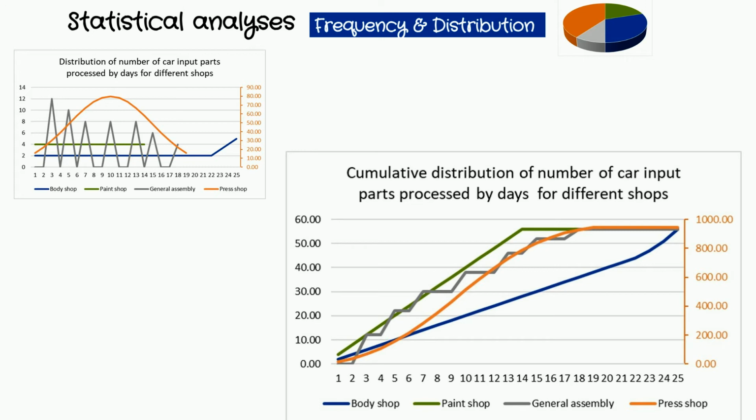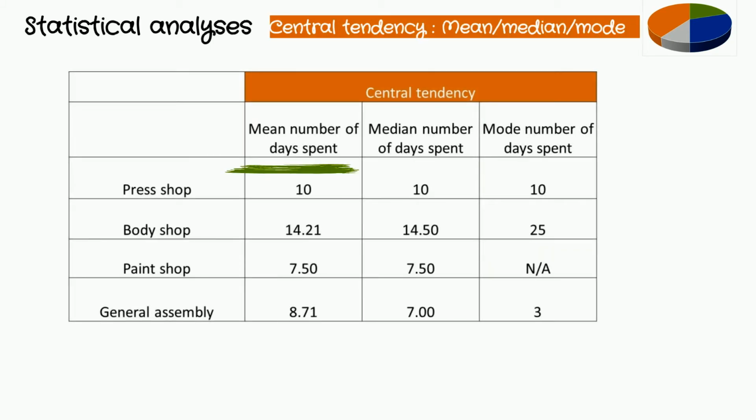We can also create cumulative distribution that sums all the previous occurrences to a particular point. Example, about 35 car bodies out of 56 spent 18 or less days in the body shop. The second type of statistical analysis is measuring central tendencies. Mean is the total of numbers divided by how many numbers there are.